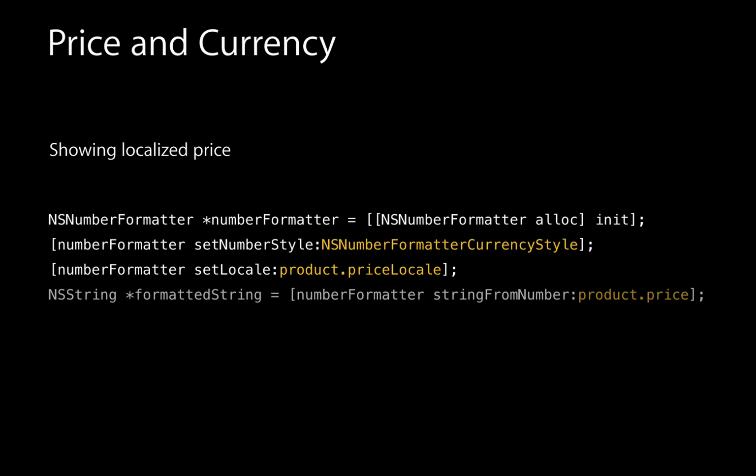Now, the second piece to this puzzle is when you go to create that formatted string by calling string for number, you should pass into that the price that you get from that SK product object. You see, that SK product object has everything you need to present this item perfectly suited for the user no matter what region or what country they're in. So use it to make sure that it's the most comfortable and familiar experience for the user.